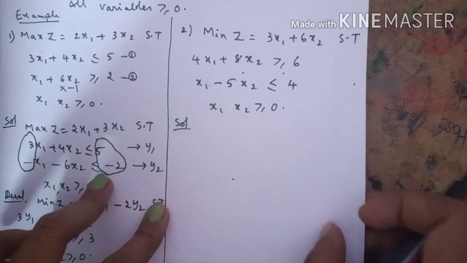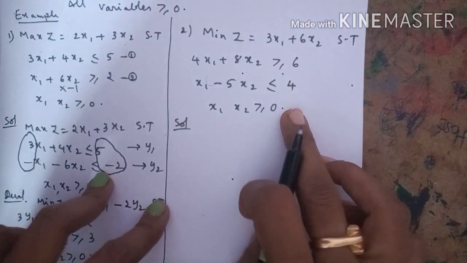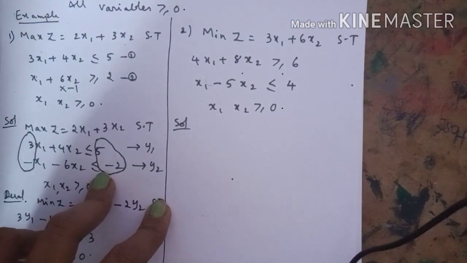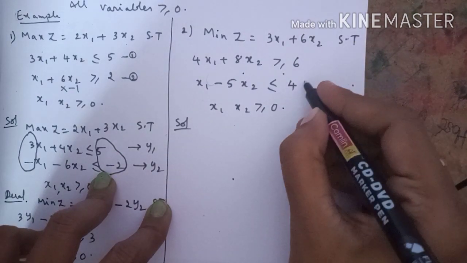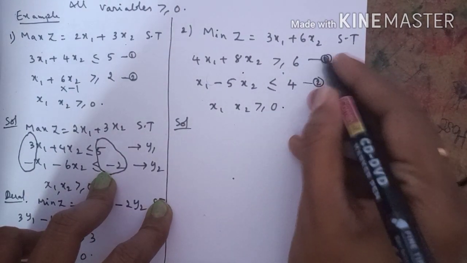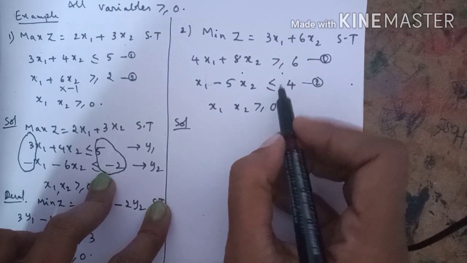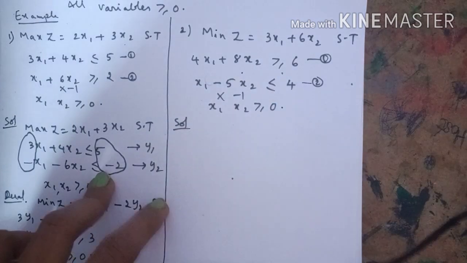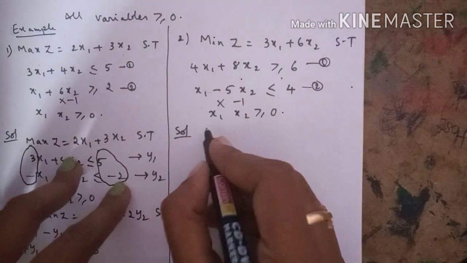The second one is the minimization of z is equal to, having the first constraint and the second constraint. If it is in the minimization type, all the constraints must have the greater than or equal to symbol. Now here the first constraint is greater than or equal to, the second one is less than or equal to. We have to convert the second one into the greater than or equal to type by multiplying both sides by -1.